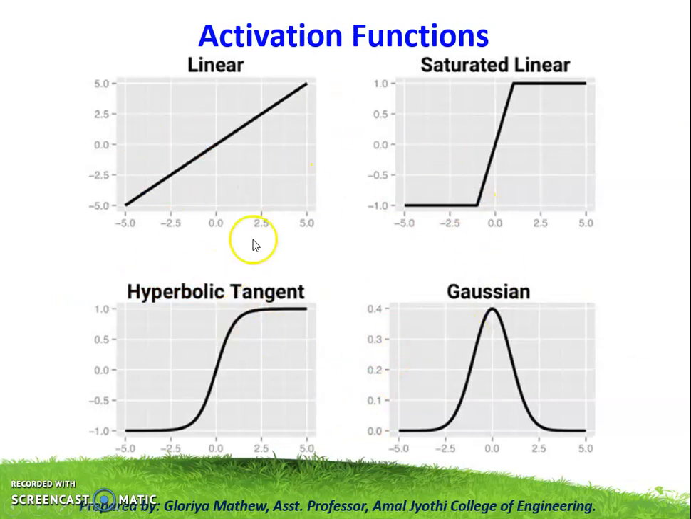This is the graphical representation of different types of activation functions. The first graph represents the linear activation function. The second graph represents the activated linear activation function. This indicates the hyperbolic tangent activation function. And the last graph represents the Gaussian activation function. For all these activation functions, the range of the input signals will vary, the range of the output signal will vary, and the shape of the activation function will also vary.